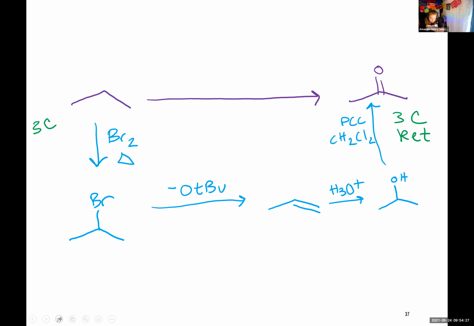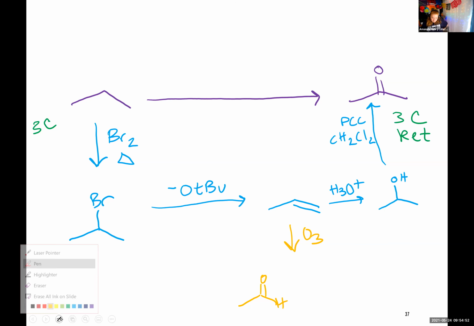So let me just grab a different color here. If we did ozone at this point, we could make that, but we need one more carbon attached to it. So because we're not trying to lose any carbons, we don't want to do the ozone.